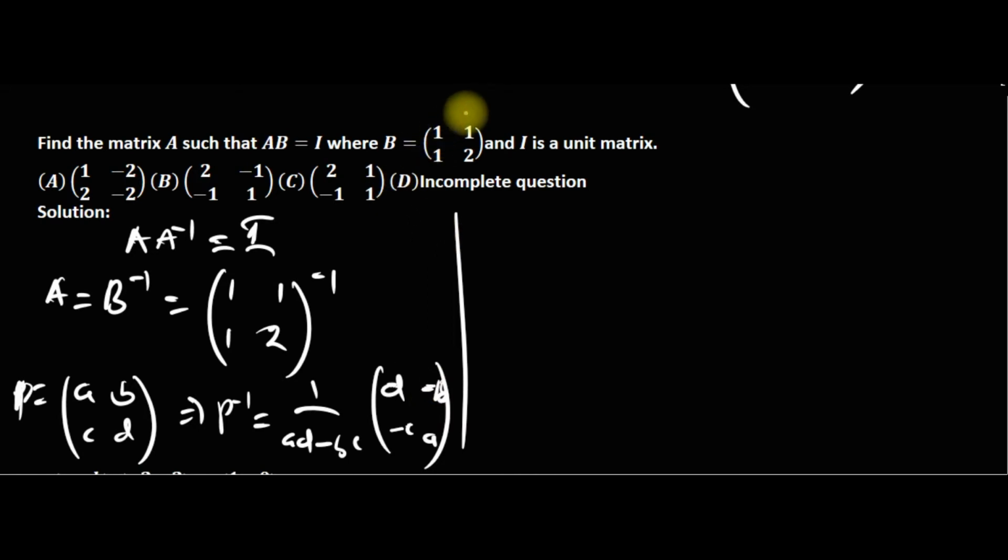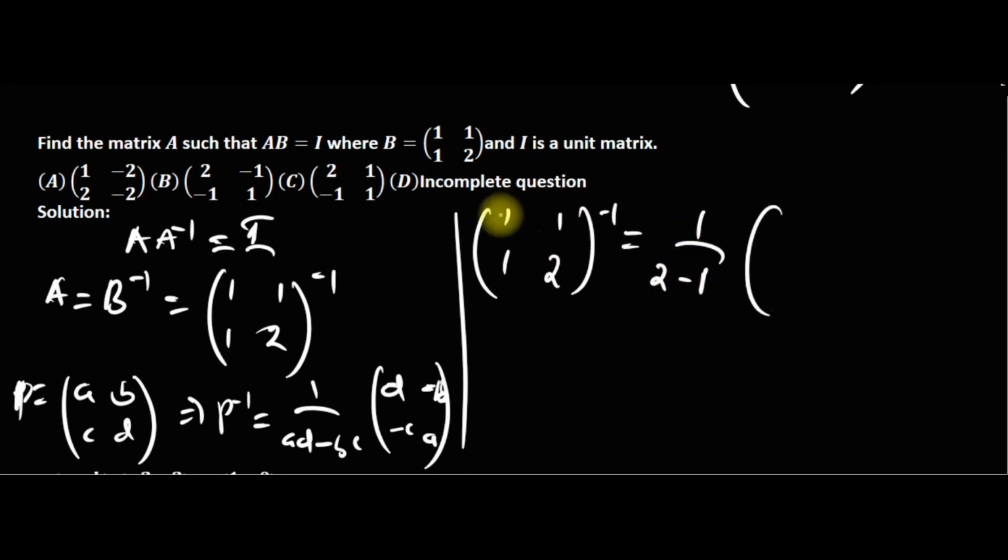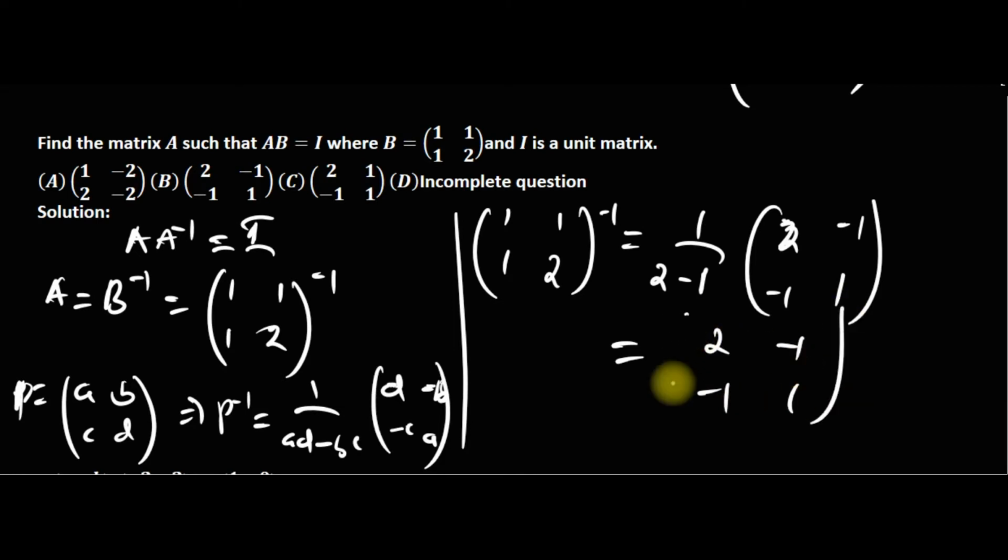So without wasting time, the inverse of this matrix is just 1 over the determinant. That's 1 times 2, 2, minus 1 times 1 is 1. And you interchange the elements of the principal diagonal, which is 2, 2, 1. You now negate the other diagonal, which is minus 1, minus 1. So the answer is 2, because 1 over 1 is 1. That's our A. So the answer is 2, 1, negative. So the answer is B.